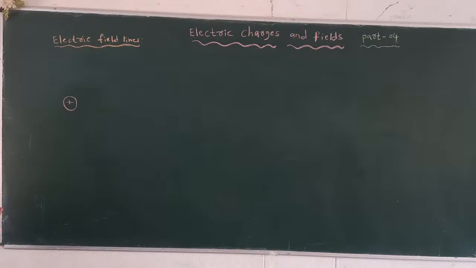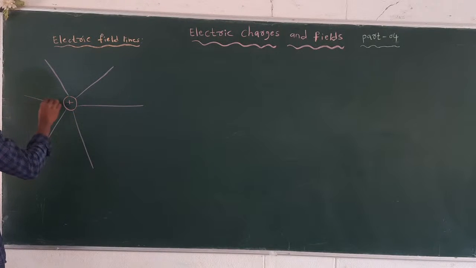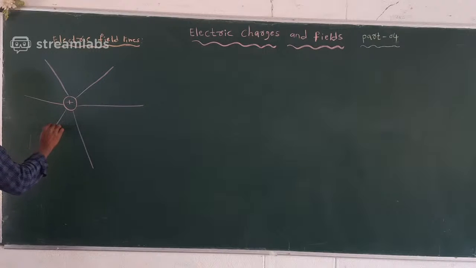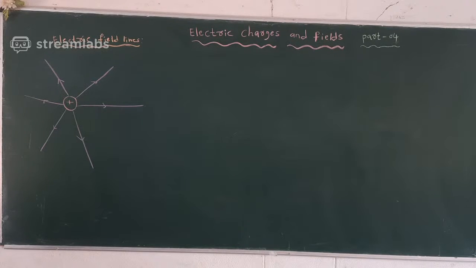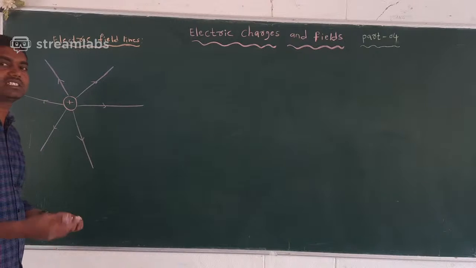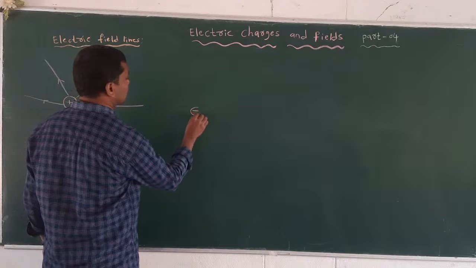So the field lines are drawn like this. This is the field lines of a positive charge. When we observe this positive charge, the field line direction will be outside from the point charge, away from the positive charge. So this is the positive charge. Next I can draw the field lines of a negative charge.